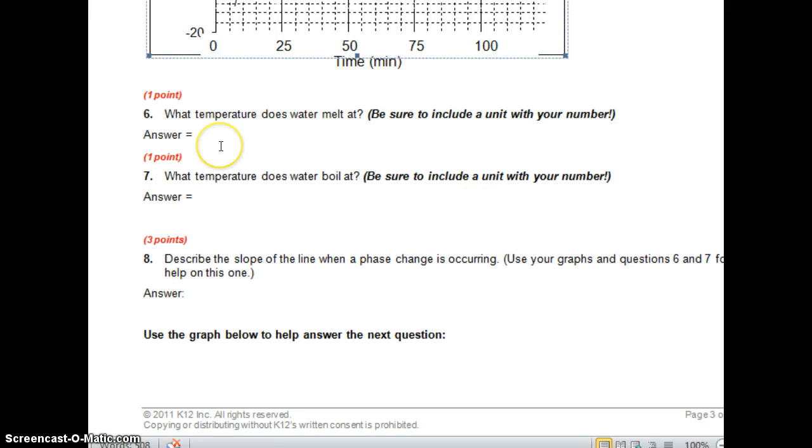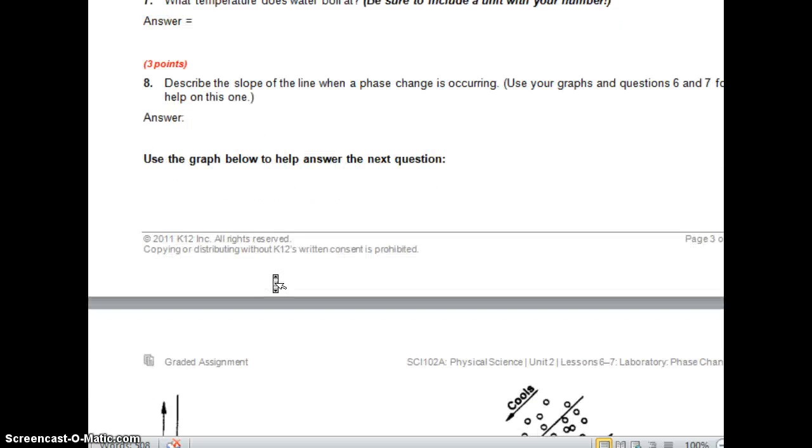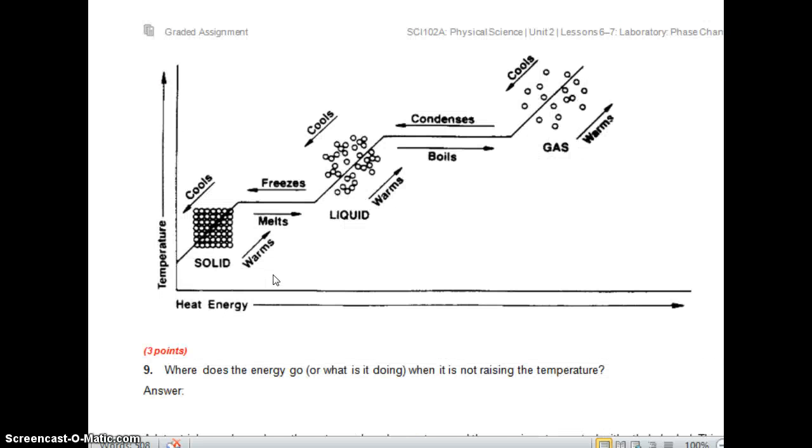Then answer the questions. What temperature does water melt at? Be sure to include a unit with your number. What temperature does water boil at? Describe the slope of the line when a phase change is occurring. Use your graphs in questions 6 and 7 for help on this one. Then use the graph below to answer the next question.